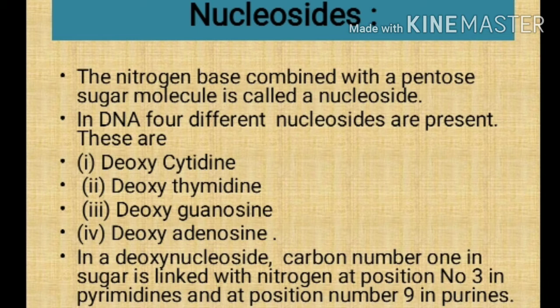In DNA, there are 4 different nucleosides. These are deoxycytidine, where deoxyribose is linked to cytosine; deoxythymidine, where thymine is linked to deoxyribose; deoxyguanosine, where guanine is linked to deoxyribose; and deoxyadenosine, where adenine is linked to deoxyribose. In a deoxynucleoside, carbon number 1 in deoxyribose is linked with nitrogen at position 3 in pyrimidine and at position 9 in purine.